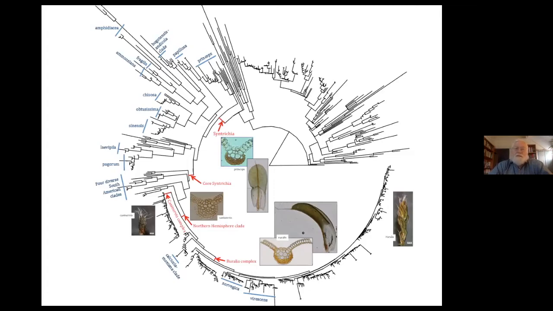muralis, brevipes. These are all common in California. Syntrichias, they're this group that's fairly close to Syntrichia. And then you have other Tortulas out here that have been variously put in the genus Pottia, and others. So the taxonomy further out from Syntrichia is still going to need some more work.